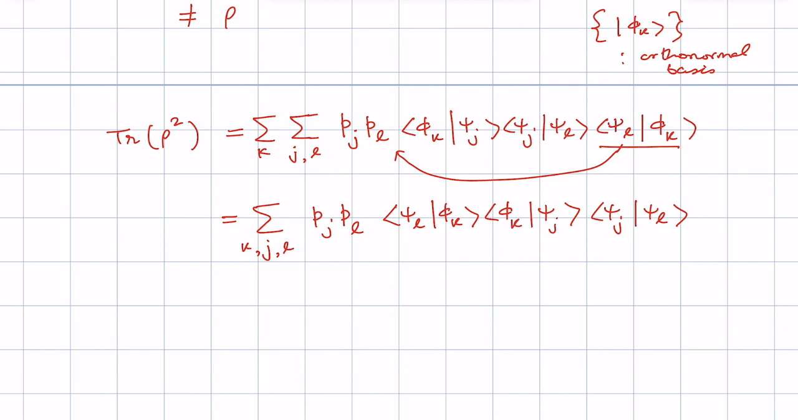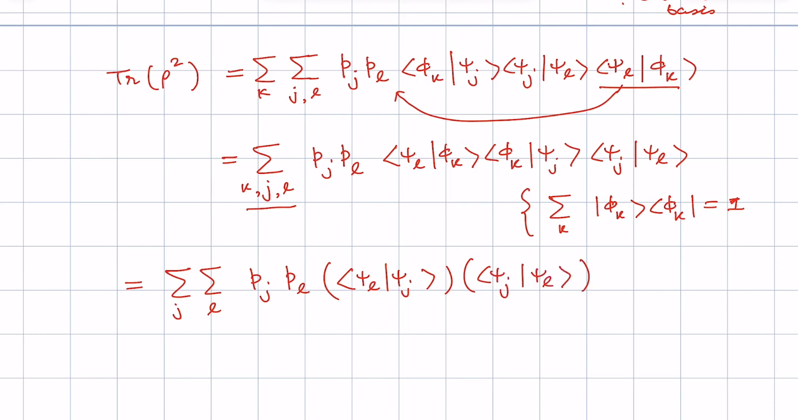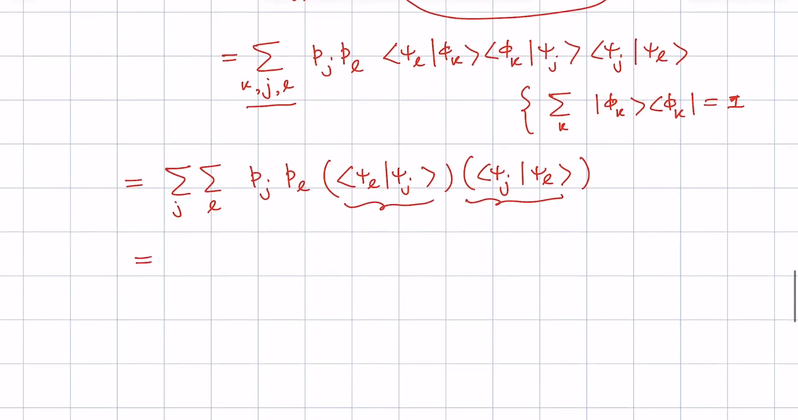Now, because three summations are involved, I can invoke the orthonormal basis completeness condition. That is, I know that the sum over k of |phi_k><phi_k| is equal to one, or identity. Utilizing this, I will be left with only two summations, the summation over j and the summation over l. I have here p_j, p_l, and I have here <psi_l|psi_j><psi_j|psi_l>. Now, as you can see, these are complex conjugates of each other. So I can write this as the sum over j, l of p_j p_l, and this would be the modulus of <psi_l|psi_j> whole squared.